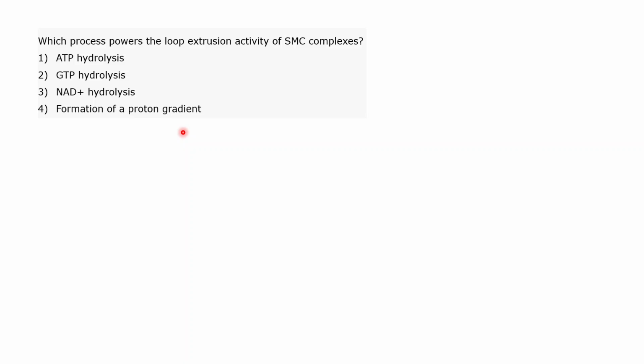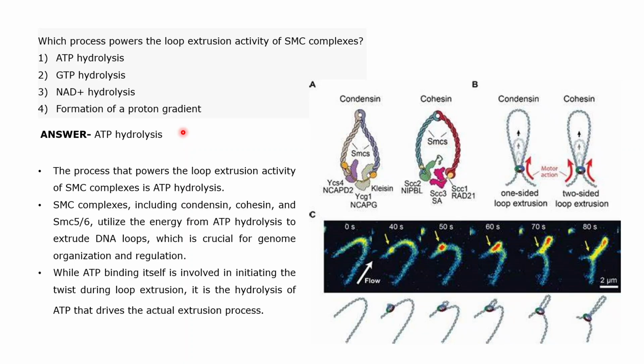Okay, I'm getting option number one. Option number one. Yeah, basically you are right. So the answer to this question is ATP hydrolysis. This is a structure we have discussed before, so you can see it for your reference. This particular region is bound to different proteins, right? It has the capability to hydrolyze ATP. This is called the head region, and this is called the hinge region. So the process that powers the loop extrusion activity is ATP hydrolysis.